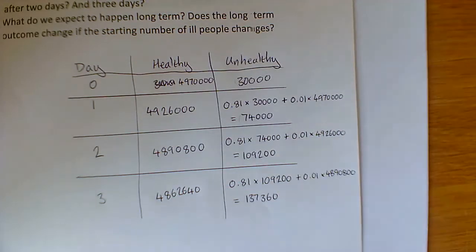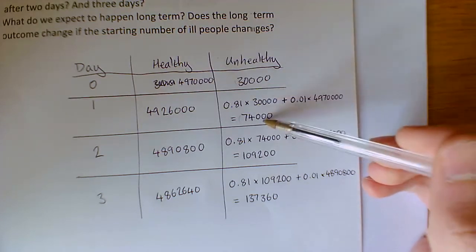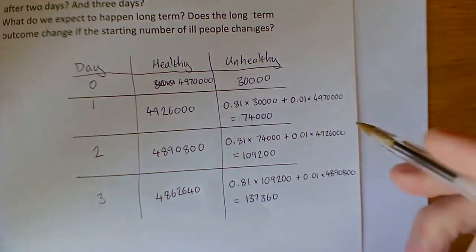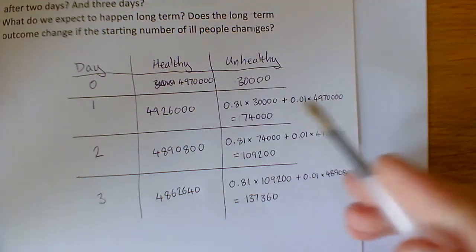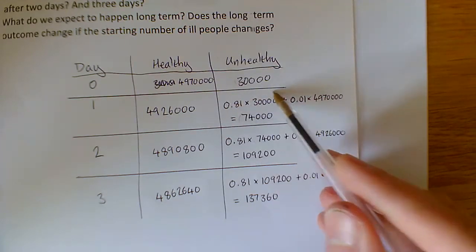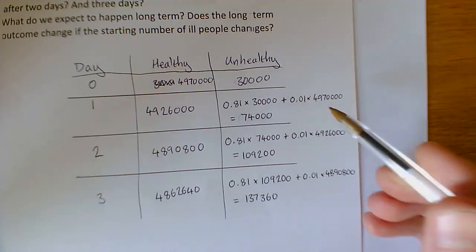So, what's going on long term? Well, it's hard to tell. At the moment, the number of unhealthy people is actually increasing. As I say, it's a little bit paradoxical, but let's think why it's happening. It's because although 19% are getting better, that's only 19% of this number, which is a small number, relatively speaking.